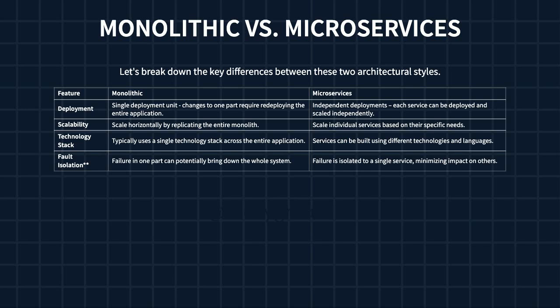Microservices, on the other hand, are like a team of smaller independent services that work together. Each service does one specific job, making them much easier to scale independently and deploy separately. Because they are separate, if one fails, it doesn't necessarily bring down the whole system. Finally, microservices allow you to choose the best technology for each individual piece of your application. You don't have to stick with a single stack.